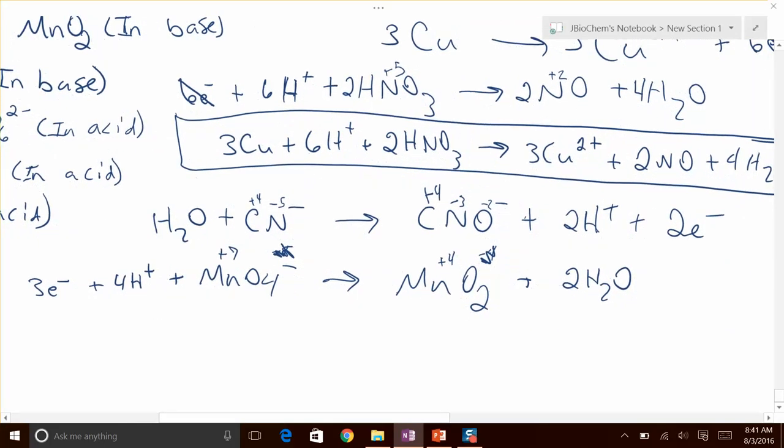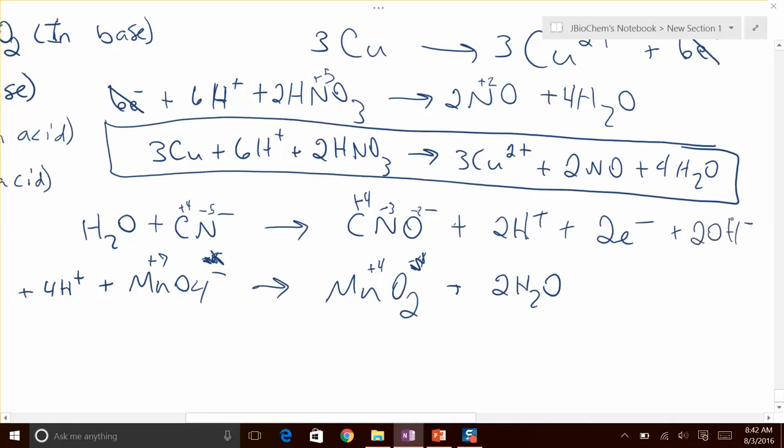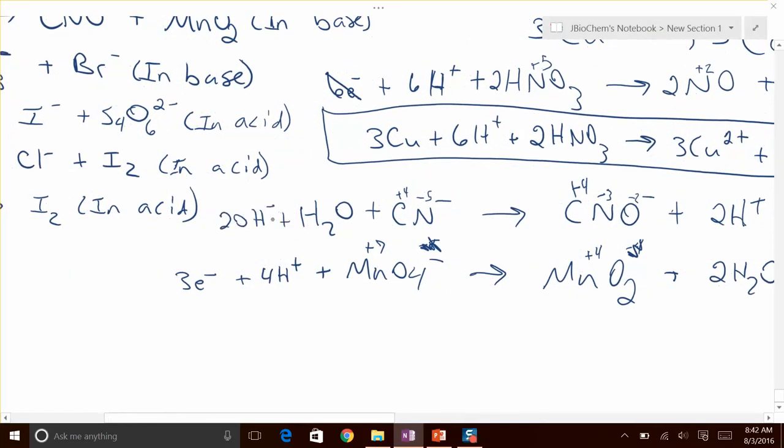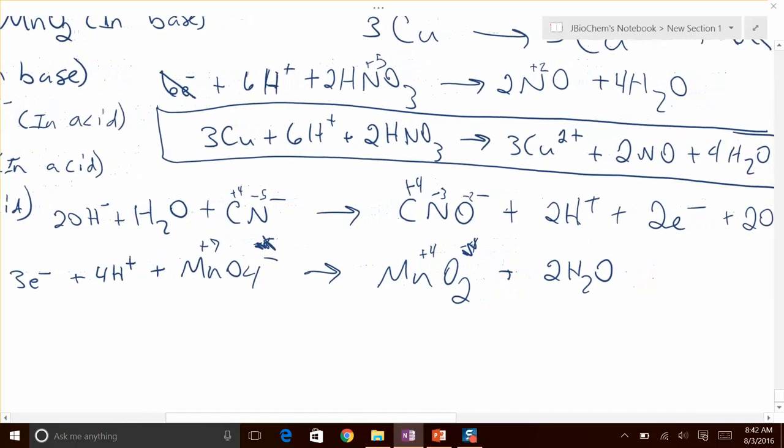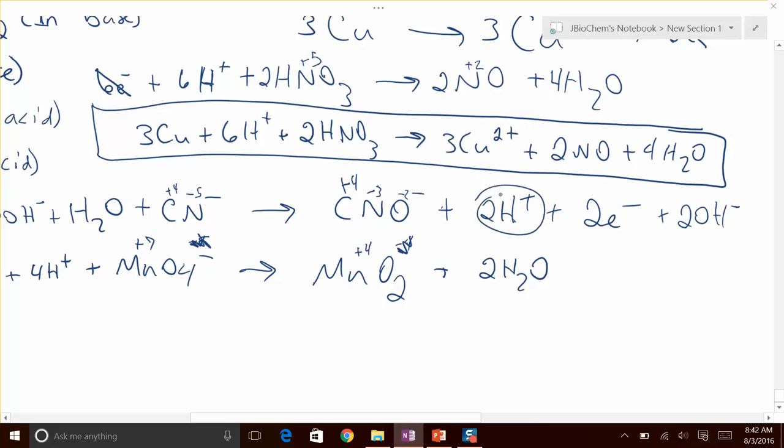Now, the other thing that we have to consider here is that this is in what type of solution? Base. This is in a base. So when we do it in a basic solution, we have to do everything the same as we would do in an acid solution, except now we have to add hydroxides to balance out because it's in base. So wherever there's H pluses, and there's H pluses in both things, I need to add hydroxides to the same number as the H plus. So I need to add 2OH minuses on this side, and I need to add 2OH minuses on this side.